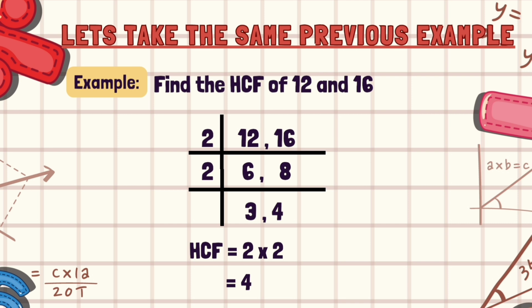As you can see, after dividing 12 and 16 by 2, we are left with 3 and 4. Since 3 and 4 cannot be divided by a single number, we will stop at that. For HCF calculation, multiply both of the factors to get the HCF in this case. So the HCF is 4, just like previously calculated.